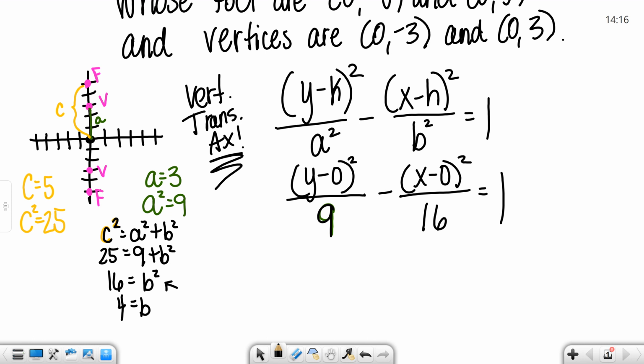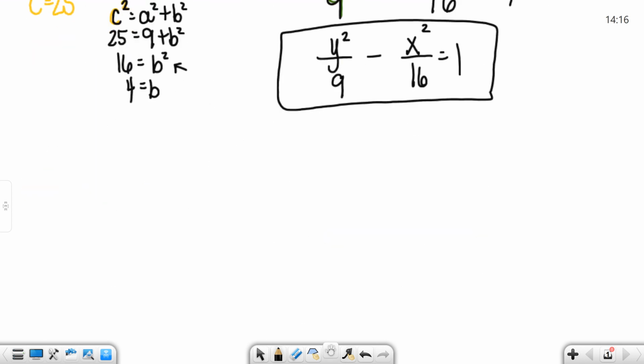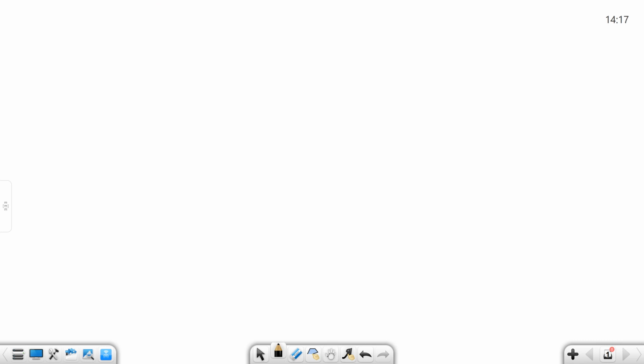Now I don't want to leave that minus 0 because I can actually subtract. My MyMathLab would say it wasn't simplified. So this would be our equation: y squared over 9 minus x squared over 16 equals 1. All it asked for was the equation. We were still not asked to graph it. When we are asked to graph it, we are also going to be asked something about the asymptotes. So let's do one where we have to worry about asymptotes.